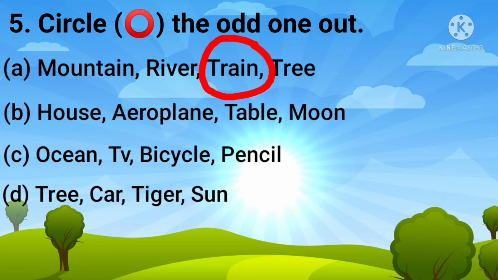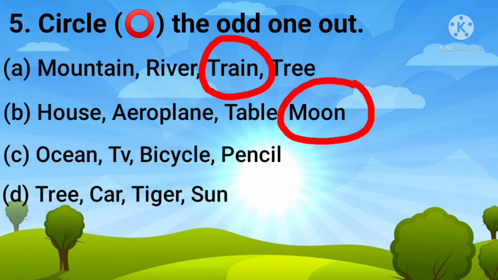Number B. House, aeroplane, table and moon. Can you tell which is odd? Yes, it's moon. Because house, aeroplane and table are man-made things, but moon is a natural thing.